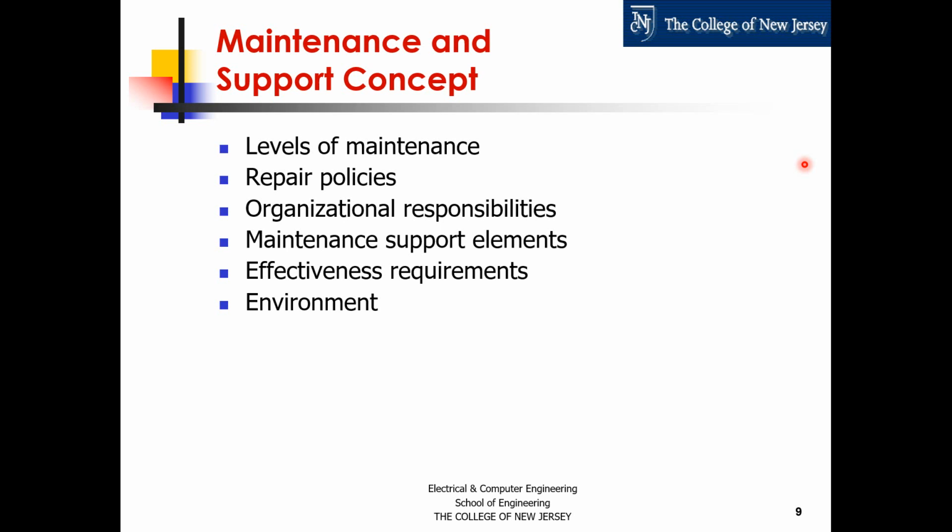What are the elements that you need to have in place to support the maintenance? And then how do you measure that you are doing what you say you would do? So if you specify that at this level of maintenance, the cycle time for this type of repair must be 3 hours, that is an effectiveness requirement. So you may have to do your design in such a way that that is possible.